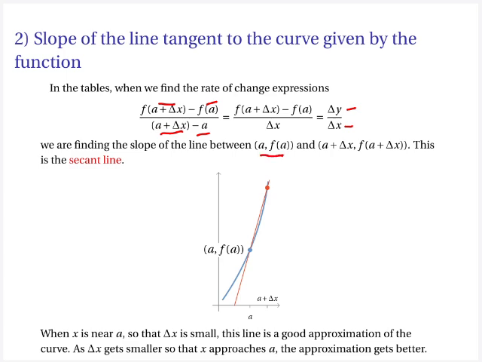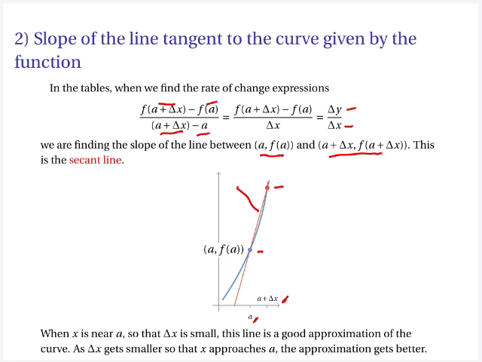That's the slope of the line between a comma f of a, you see it here, and a plus delta x, f of a plus delta x. You see it there. Can you see down at the bottom? I have a and a plus delta x. So this red line is the number that we calculate as delta y over delta x. That's called a secant line. It crosses the blue curve in 2 spots.